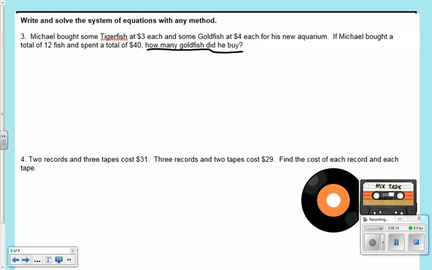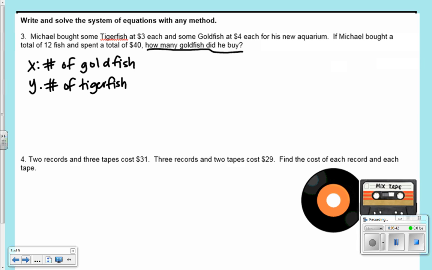Remember, I talked to y'all about underlining a question because that tells you what your variables are. So X and Y, one of them has to do with how many goldfish. So I'm going to say X is the number of goldfish. Not the price, because I already know the price, but X will be the number of goldfish. So look back at the problem. The other thing he bought was tigerfish. So Y is the number of tigerfish. Okay, so now I just need to make my equations.